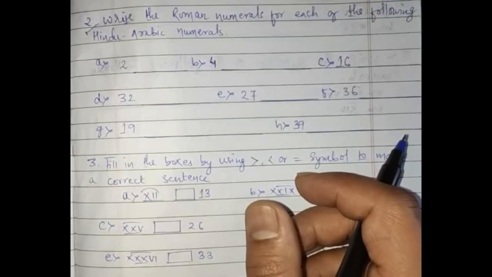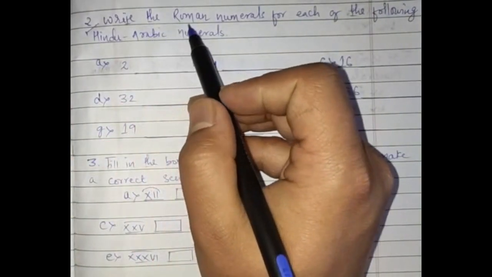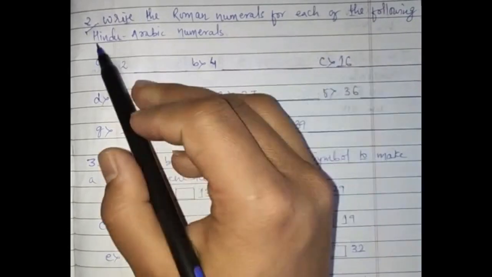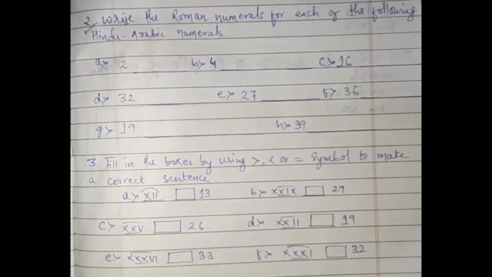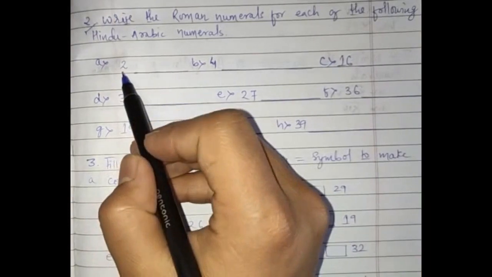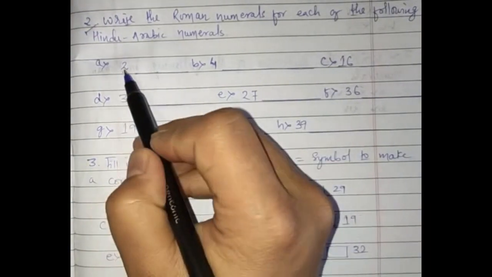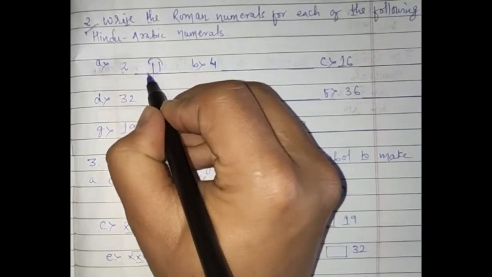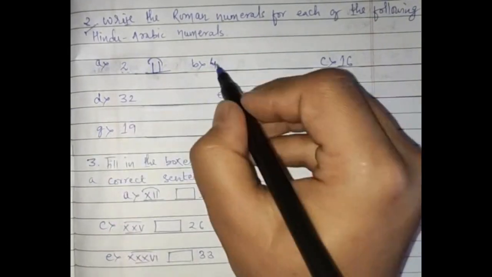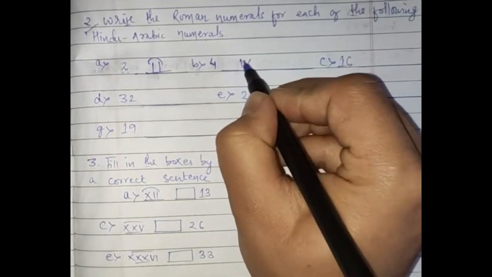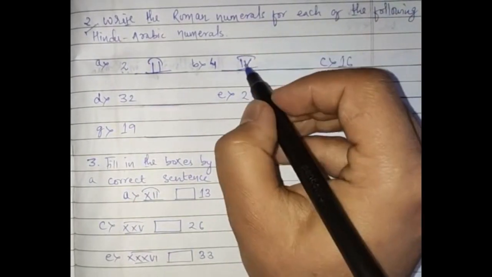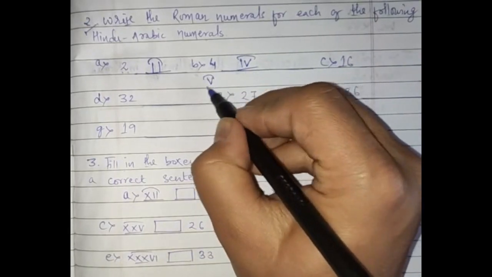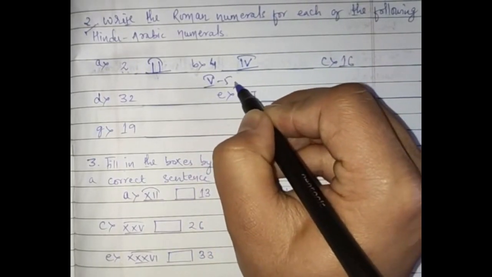Okay. So question number 2 states: write the Roman numeral for each of the following Hindu Arabic numerals. Now in the previous sums we converted Roman numeral form into Hindu Arabic, and now we are converting Hindu Arabic into Roman numerals. So if we have to write 2, we will write one I and another I, because this will represent 2. 4 is IV. Okay, so V represents 5 and there is no such symbol for 4.